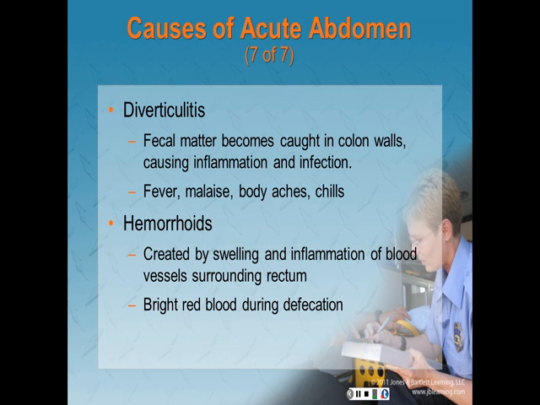Classic symptom is abdominal pain on the left side, lower abdomen, and the signs include fever, malaise, body aches, chills, nausea, and vomiting. Hemorrhoids are created by swelling and inflammation of blood vessels around the rectum.